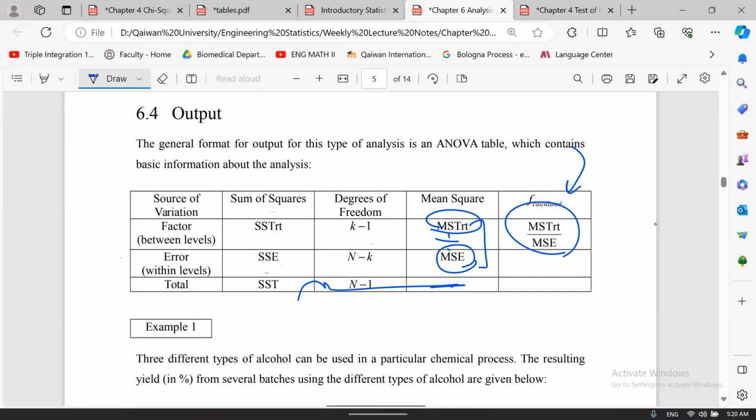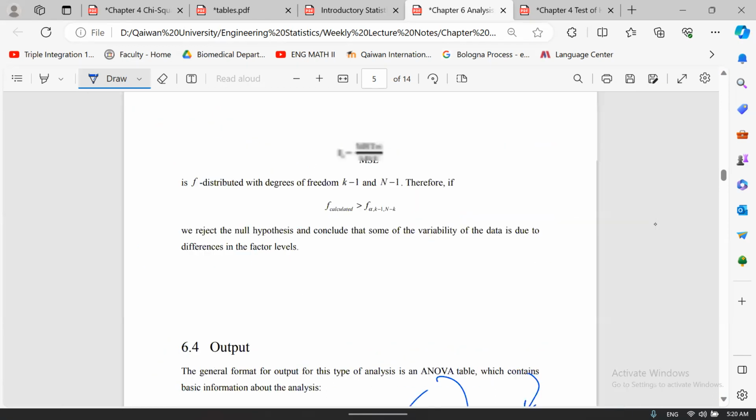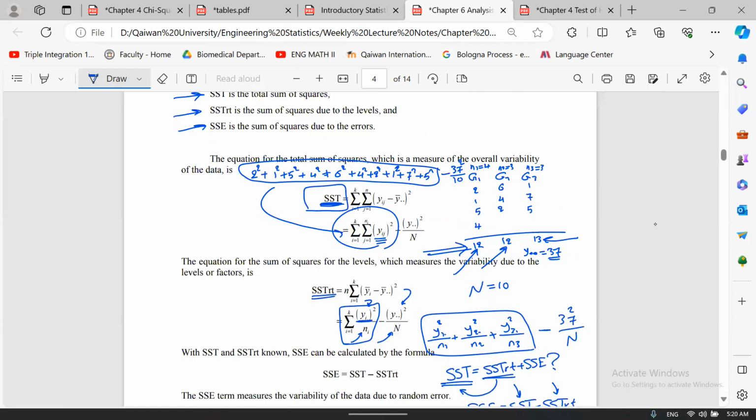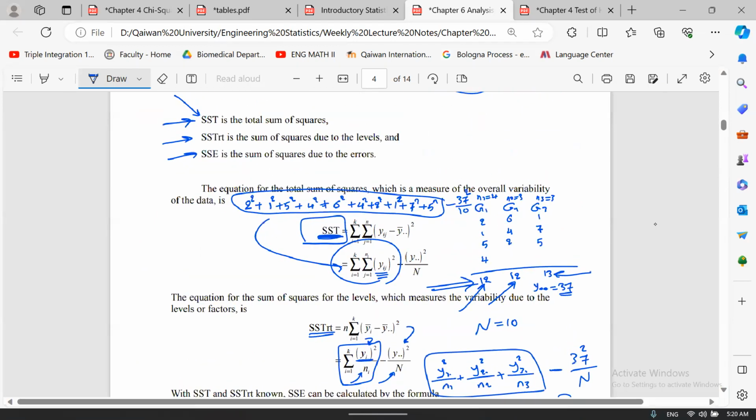It's the division of these two. How to get these two? By dividing this one by that one, and this one by that one. We get those. And how to get these two? From these rules. Okay? So it's important to know these two rules.